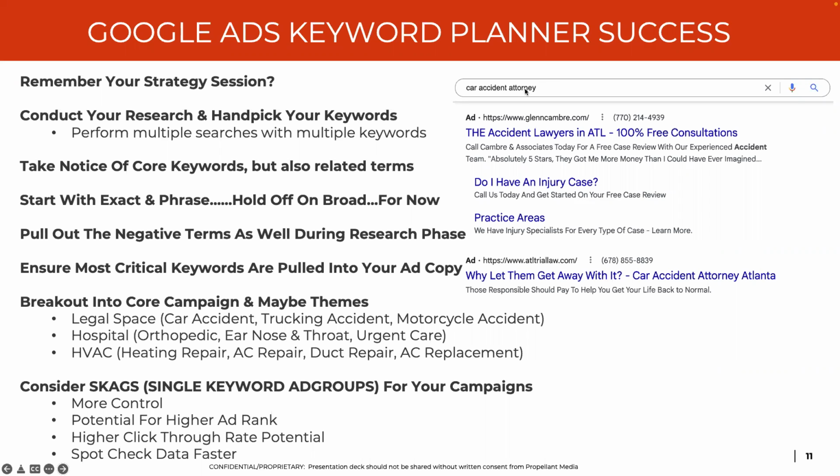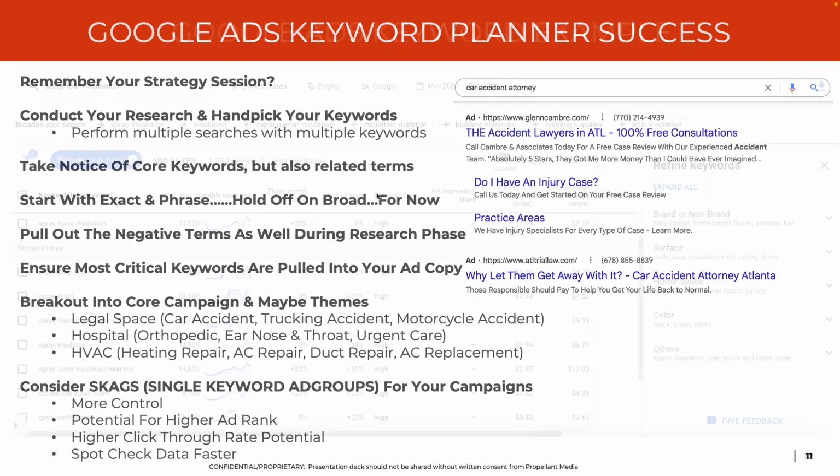So a great example here is I might do a search for car accident attorney. I might also do a search for car accident lawyers near me, auto accident attorney, all those different terms, maybe not a ton, but enough where I've expanded my reach to understand a little bit more around the keywords that I'm showing up for.